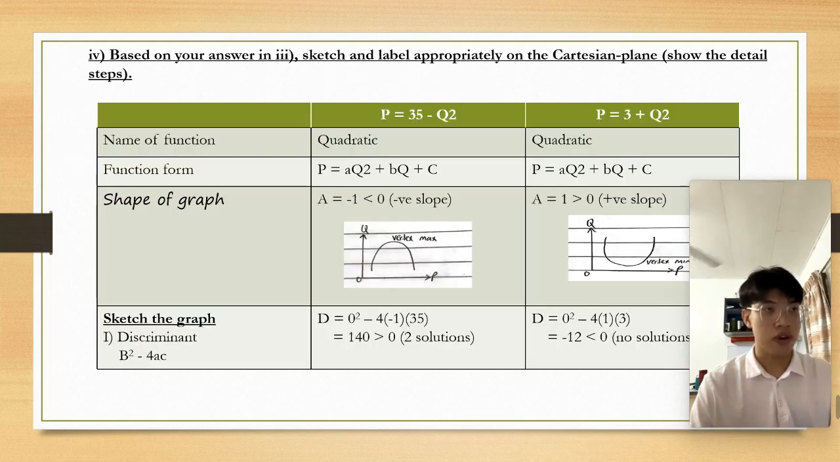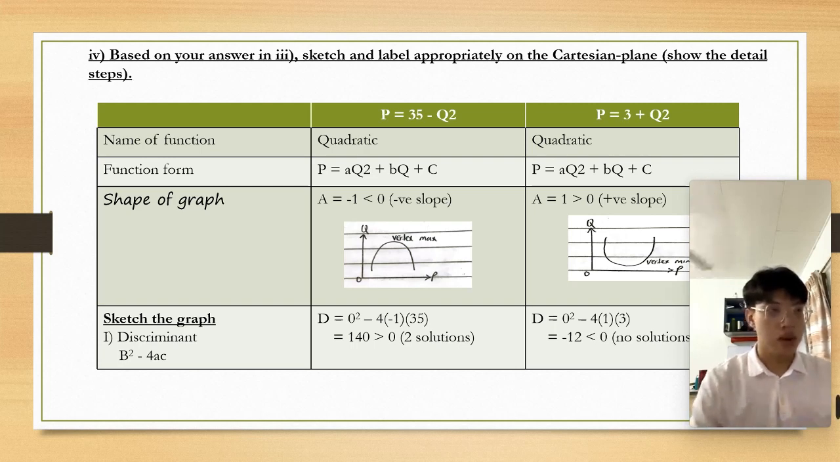In question 4, based on your answer in number 3, sketch and label appropriately on the Cartesian plane. Show the detailed steps. Name of function for P equals 35 minus Q squared and P equals 3 plus Q squared: the function is quadratic, so the function form is the same, P equals AQ squared plus BQ plus C.